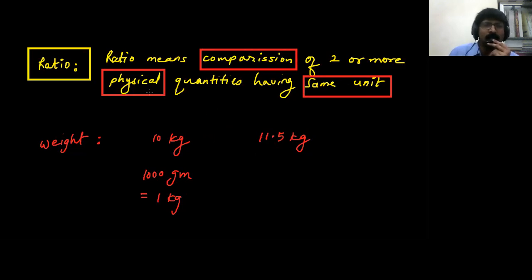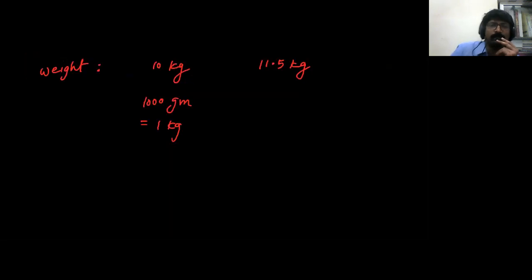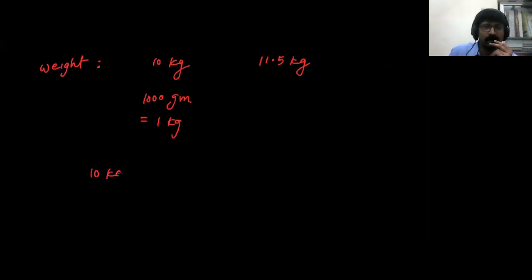What do you mean by physical quantities? Weight, mass, speed and distances. All these are physical quantities. I hope you've learned this very well in physics. And then what is comparison? We write it down something like this way: say 10 kg is to 100 kgs. That is the comparison, or we write a ratio in this manner.